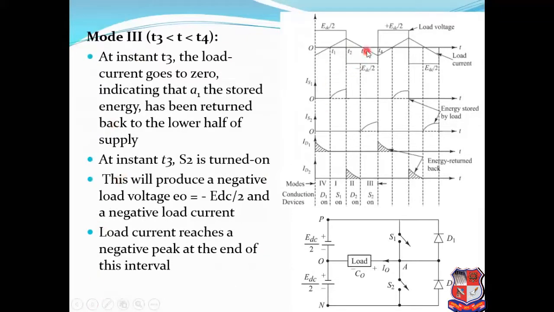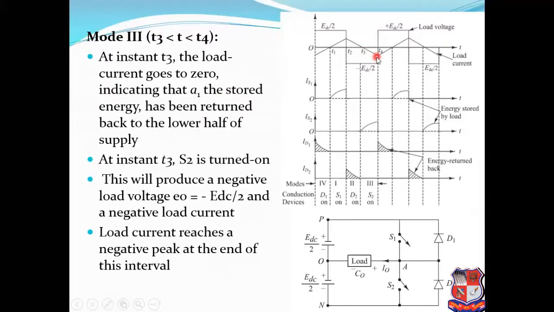Now mode 3, from T3 to T4. At instant T3 the load current is 0, and it indicates that the energy stored in the load has been returned back to the lower half of the supply. At T3 S2 is turned on. This will produce the negative voltage minus VDC by 2 and a negative load current.